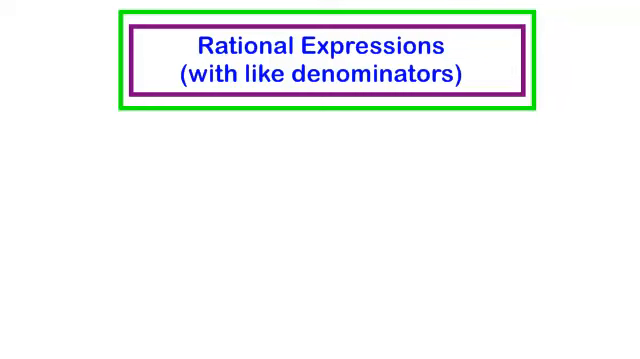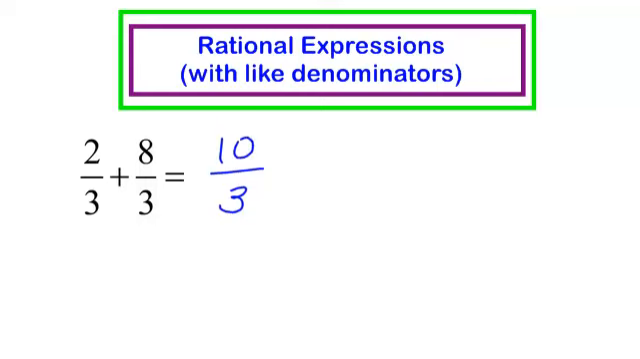We are going to add and subtract rational expressions with like denominators. But let's begin with a problem from a long, long time ago. We have 2/3 plus 8/3. In adding and subtracting fractions, you have to have like denominators. And I do. They're both 3. So I know my answer will be over 3, and I just add up the numerators. 2 plus 8 is 10. Yes, it's as easy as that.